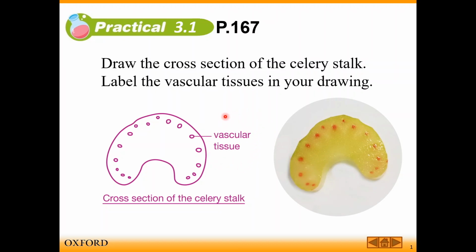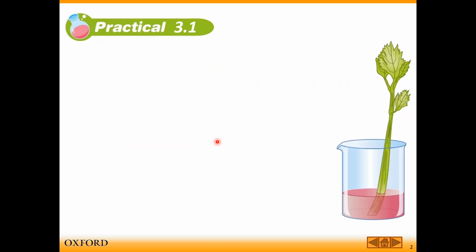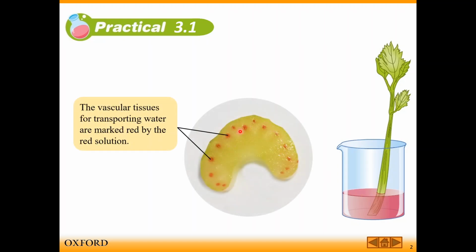The red dots are vascular tissues. I repeat, vascular tissues. These words are very important in this section. So what's the function of the vascular tissues? You can see it in the experiment before in the video. The plant absorbs the water. So here, the red water can be absorbed along the stem.